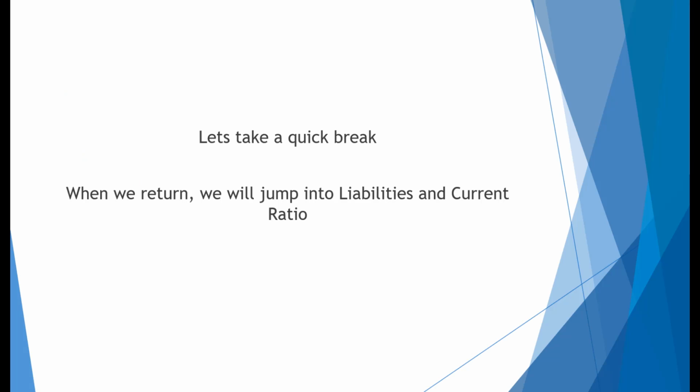So let's go ahead and take a real quick break. When we come back, we are going to jump into the liabilities section of the balance sheet, and then we're going to start jumping into some of the ratios, because once we get through the liabilities, we'll understand the current assets and the current liabilities, and we'll start going into some of these ratios, so you can see how they're going to flow through and affect your balance sheet. So I will see you in just a second.